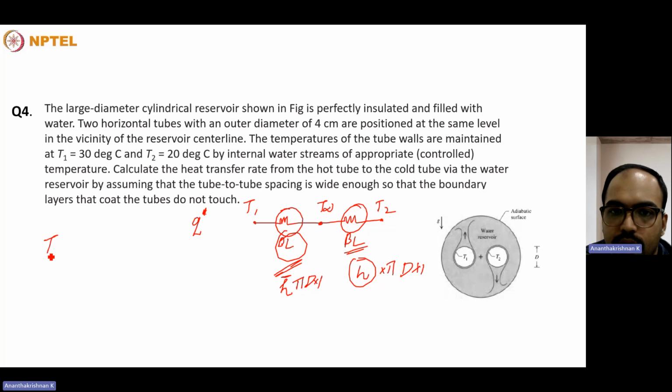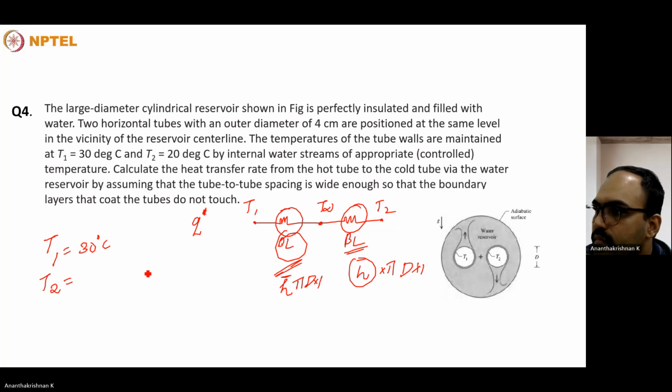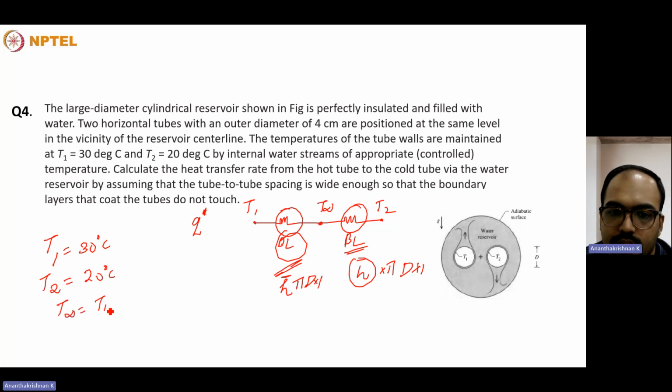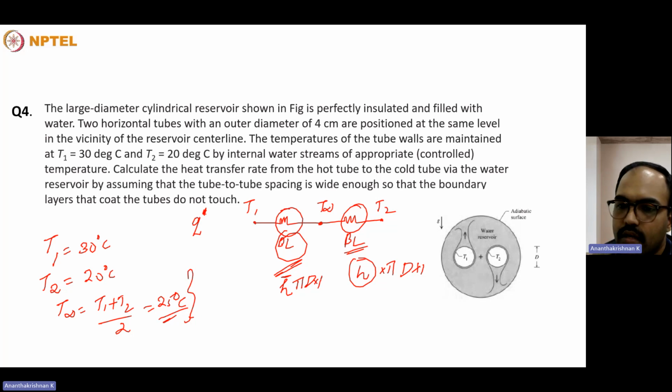The hot reservoir, T1, will be at 30 degrees Celsius. T2 will be equal to 20. Therefore, the water temperature, we can assume it to be (T1 plus T2) divided by 2, just similar to the film temperature assumption. So we need to calculate the properties at 25 degrees Celsius, basically.